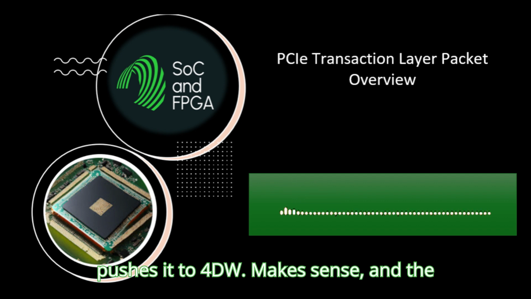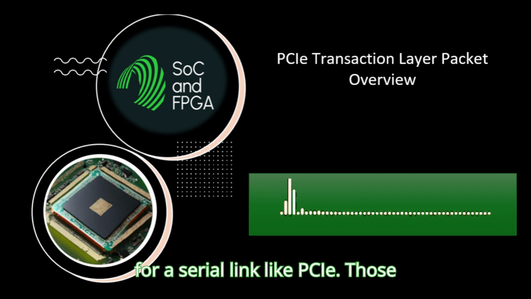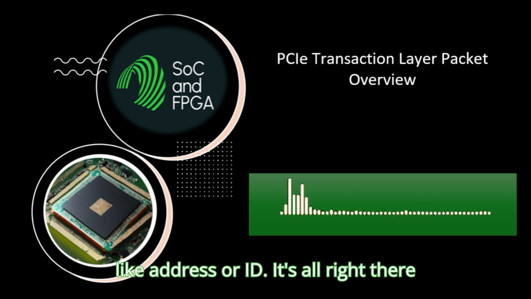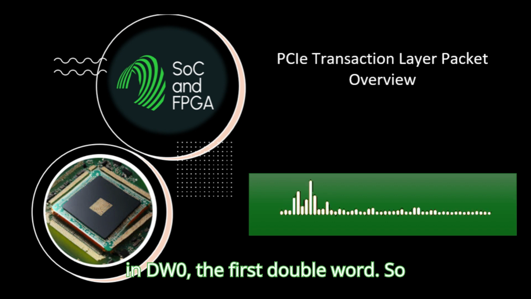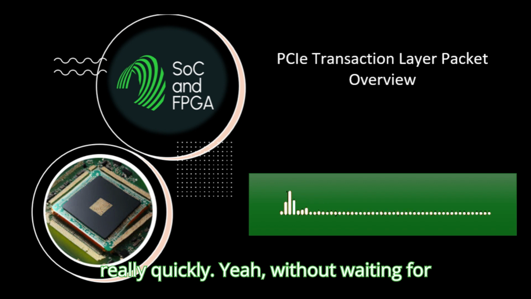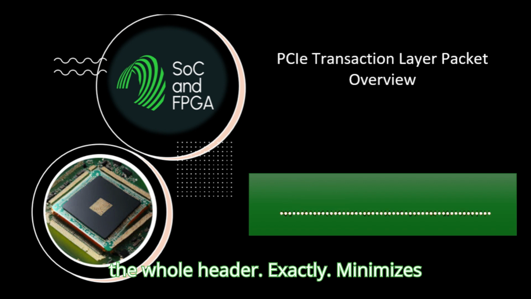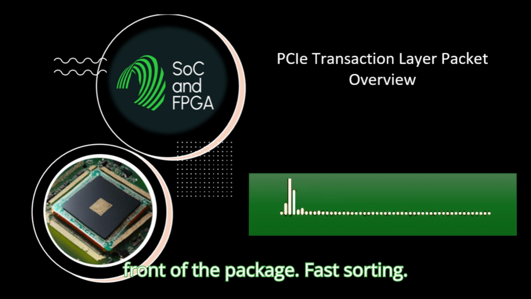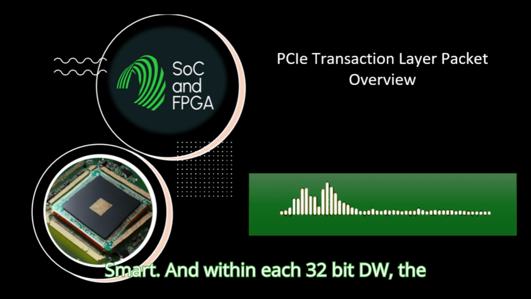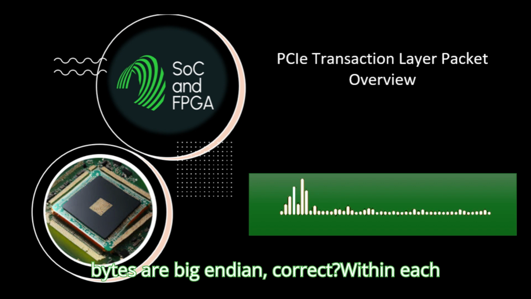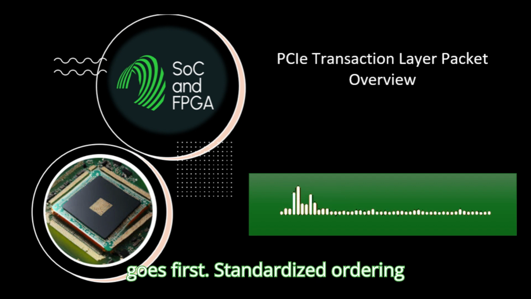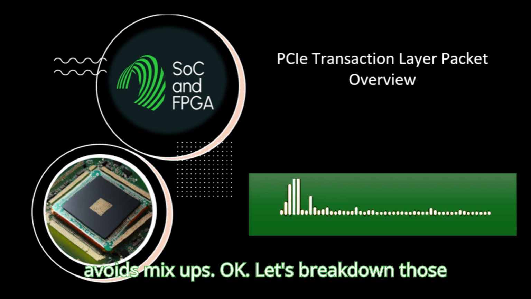Makes sense. And the organization is quite clever, especially for a serial link like PCIe. Those FMT and type fields, crucial routing info like address or ID, it's all right there in DW0, the first double word. So switches can make forwarding decisions really quickly without waiting for the whole header. Exactly. Minimizes delays. It's like putting the most important delivery info right on the very front of the package. Fast sorting. Smart. And within each 32-bit DW, the bytes are big endian. Correct. Within each 4-byte chunk, the most significant byte goes first. Standardized ordering avoids mix-ups. Okay.